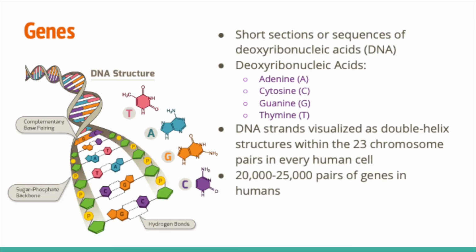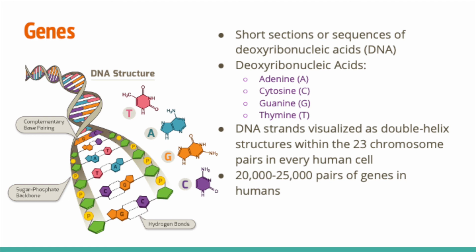Earlier, I talked about how we use animal models because they share very similar genes with a person. And I want to go a little bit more into what genes are. Genes are short sections or sequences of deoxyribonucleic acids, or DNA. There are four main types of bases that DNA can have: adenine, cytosine, guanine, and thymine. Adenine will specifically form hydrogen bonds with thymine and form an AT pair in your double helix.